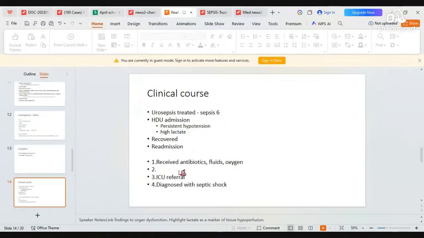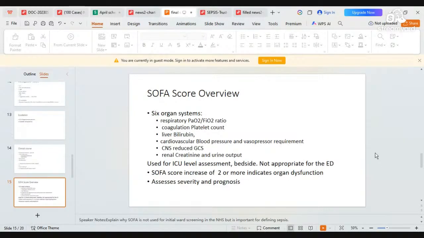All right. I already talked about what the patient has gotten. Now, I did mention the SOFA score earlier. Like I said, SOFA score is not something you want to use in the ED. However, the SOFA score helps you to identify how severe this patient is. It also helps with prognosis as well, right? Something you do by the bedside.